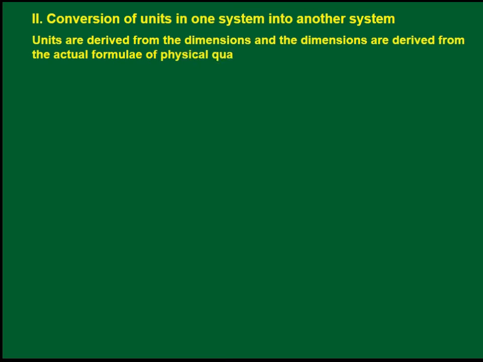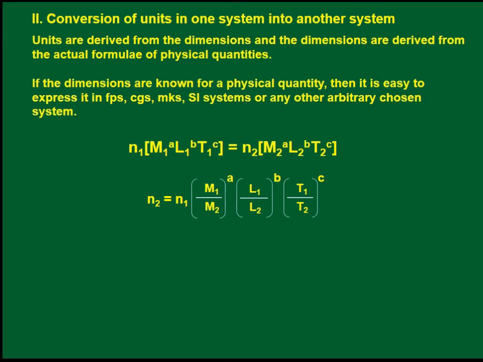unit system. I replaced u1 with M1 to the power a, L1 to the power b, T1 to the power c, and u2 is equal to M2 to the power a, L2 to the power b, T2 to the power c. So in that way, by cross multiplying, you are getting n2 is equal to n1 into M1 by M2 to the power a, L1 by L2 to the power b, and T1 by T2 to the power c. n1 and n2 are the magnitudes in the respective system of units.